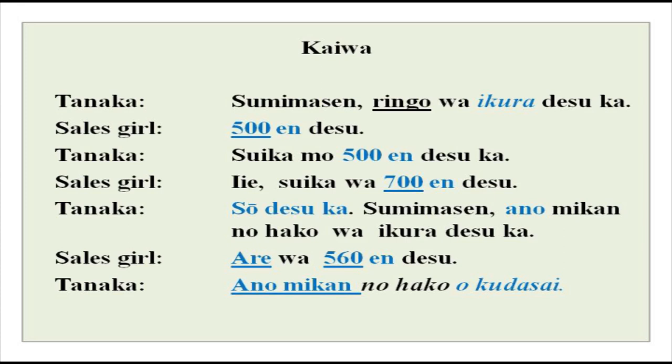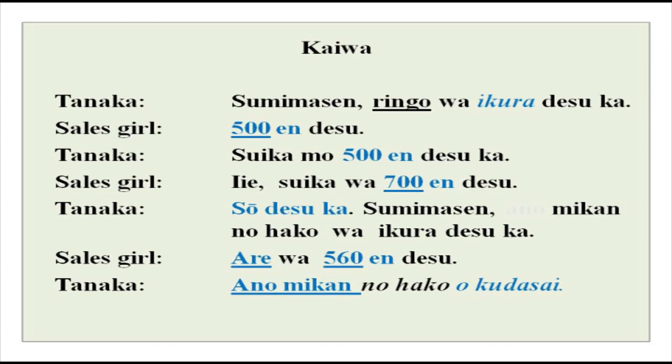Now in our previous lesson we have done multiples of 100. If you remember, 500 was given over there, which is 500 yen. So this says 500 yen desu, 500 yen. Suika mo 500 yen desu ka? Suika is also for 500 yen? Iie. Suika wa 700 yen desu. So desu ka? Now this is new. So desu ka means, oh I see.